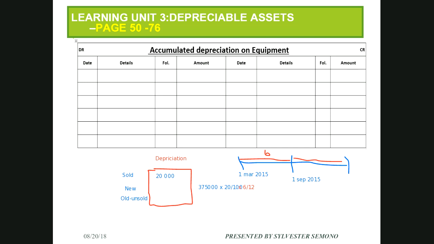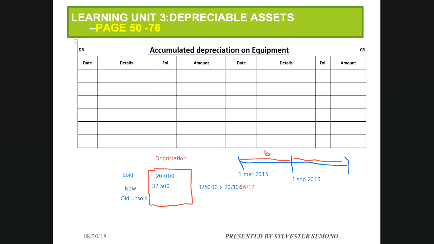Now, we need to check the old balance that we had. When we started this, we were given the balance of this particular vehicle at the beginning. Remember when we were putting the balances under vehicle, how much was the balance for vehicle? The balance was 1,250,000. This is the balance of the vehicles before we sold.